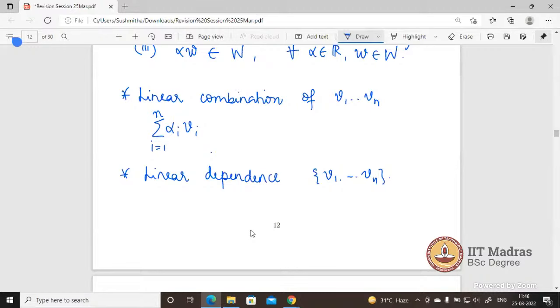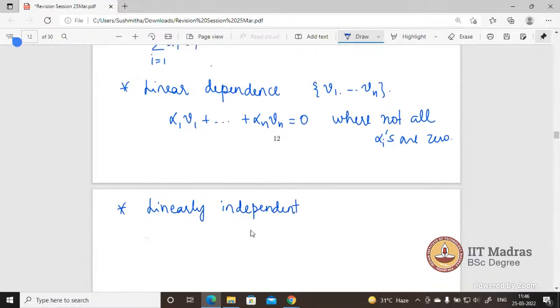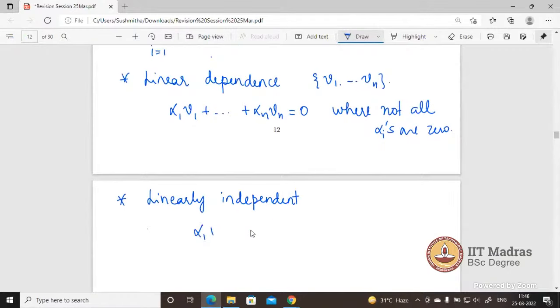Or in another sense, alpha_1 v_1 plus ... plus alpha_n v_n is equal to 0, where not all alphas are 0. At least one of the alpha_i's is not 0. Then you say that the set is linearly dependent. And when do you say it's linearly independent? When all the alphas are 0.